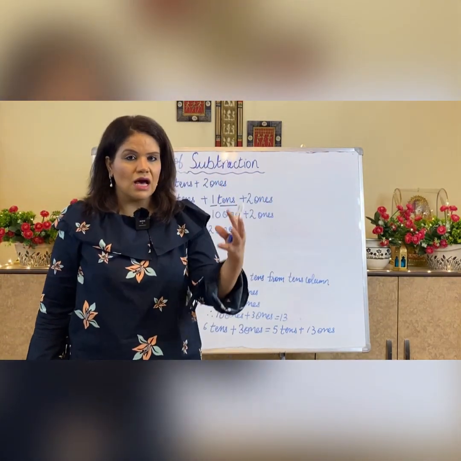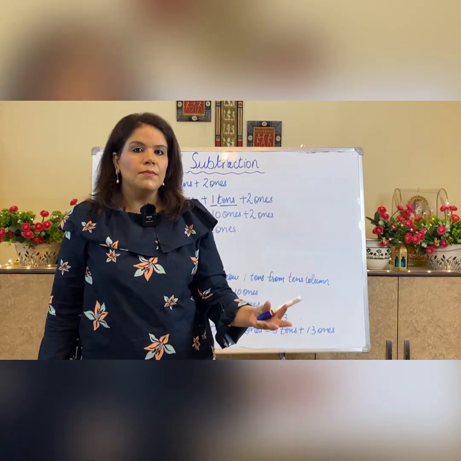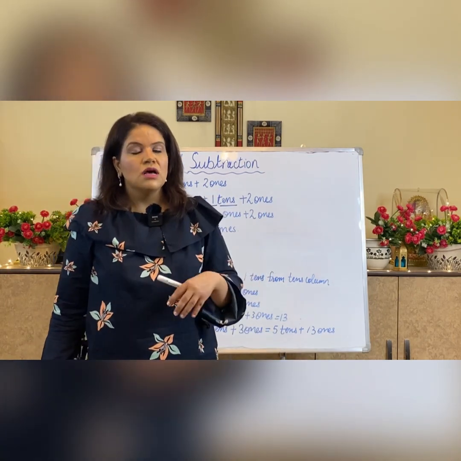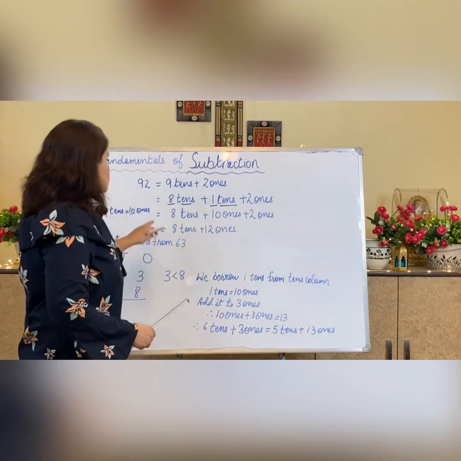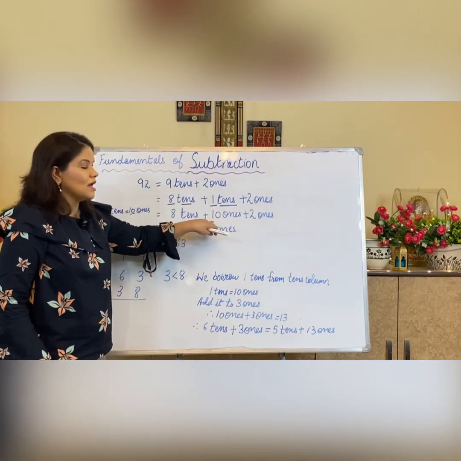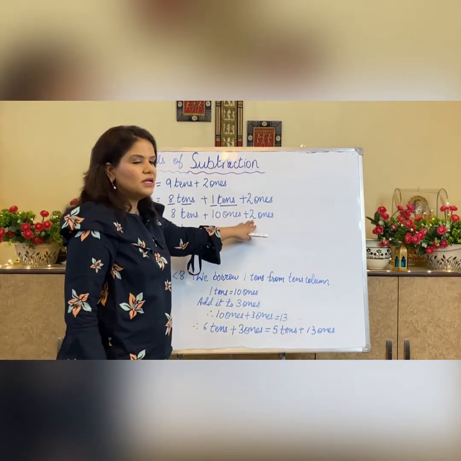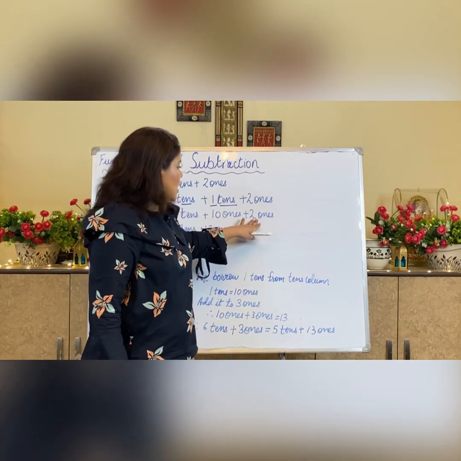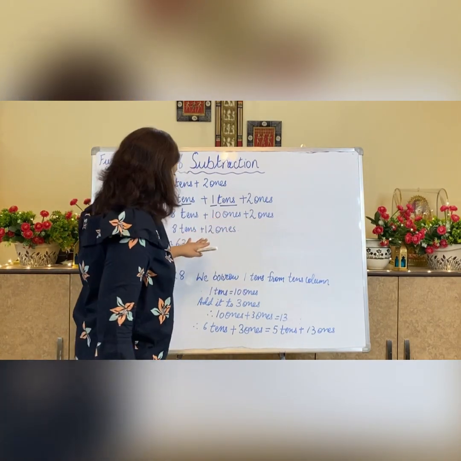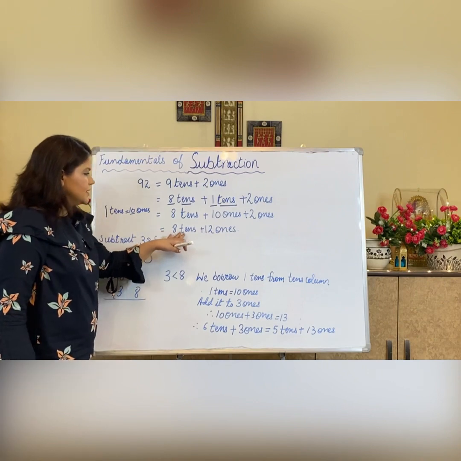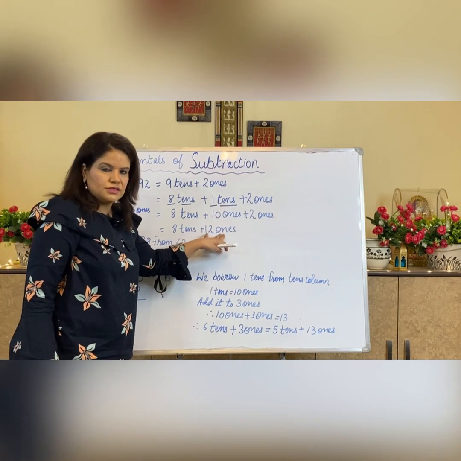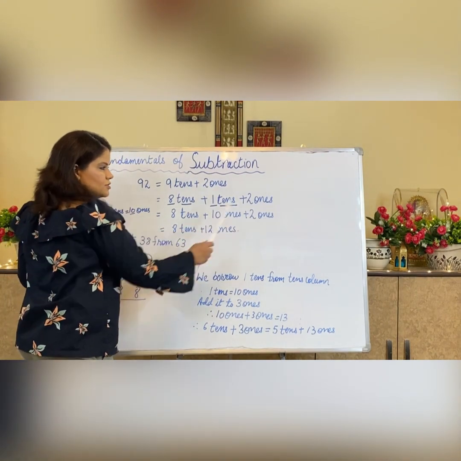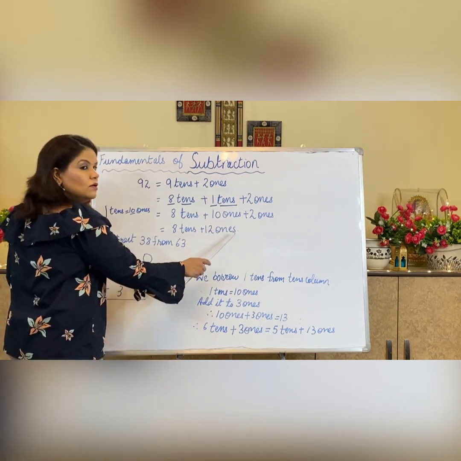From tens I am taking 1 and I am adding that to ones. How are we adding? We are going to change this tens into 10 ones, and whatever number is there in the ones, to that we will add this 10. So this will become 8 tens plus 12 ones. 10 ones plus 2 ones will become 12 ones.